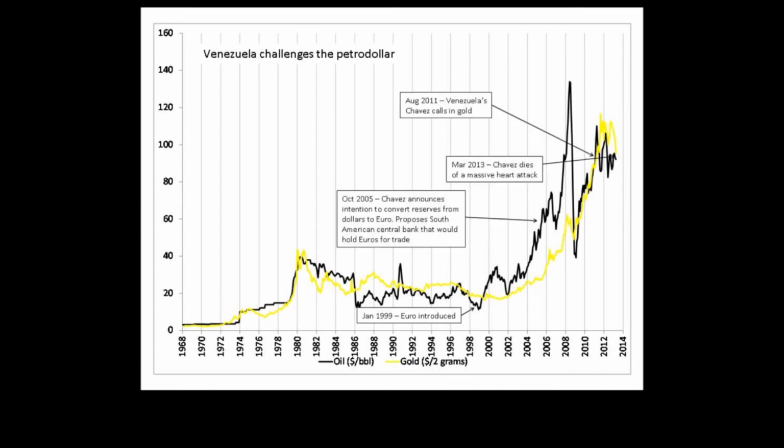Venezuela has been another OPEC member who has openly challenged the petrodollar. In October of 2005, Hugo Chavez proposed the formation of a central bank for South America, which would use euros as a reserve asset and facilitate the trade of South American oil for euros instead of the dollar. In August of 2011, Chavez declared another vote of no confidence in the dollar by calling in the nation's gold, which was accomplished shortly afterward. Coincidentally, Chavez died of a massive heart attack in March of 2013. It seems fate is not very kind to those who want a dollar alternative.